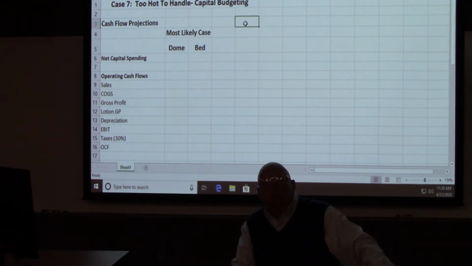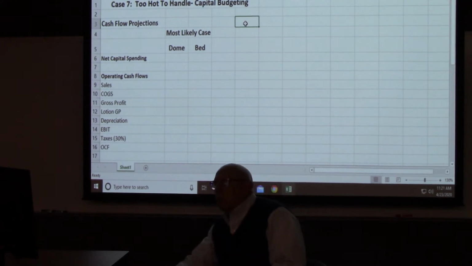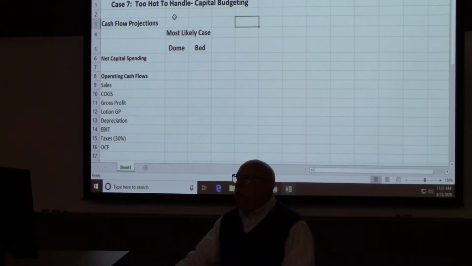will they be used every minute that the salon is open? And according to the author here, most likely cases they'll be used 80% of the hours. Worst case 50%, best case 100%. So let's start with a most likely case, and we need to do our cash flow projections.